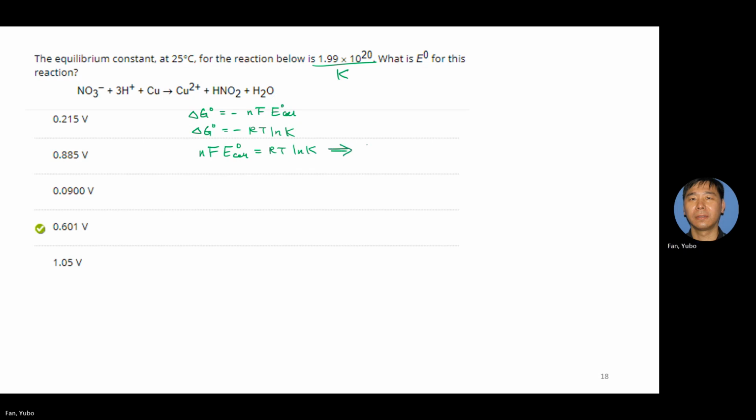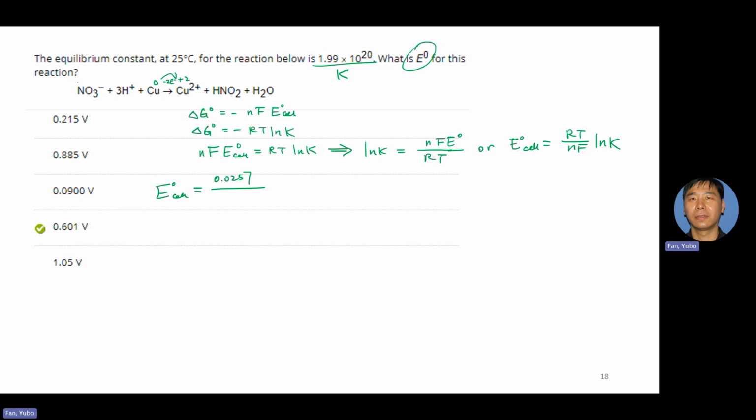Then we can have log K equals nF over RT times E0, or we put 0 on the top. If we do the other side, then we will have E cell equals RT over nF log K. So we can just use this one first directly. So E0 cell, it just asks about this, right? Equals RT over F, we got this number 257, and the number of electrons. Copper 0 to plus 2, so 2 electrons lost.